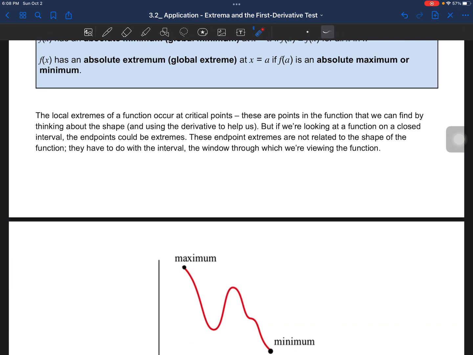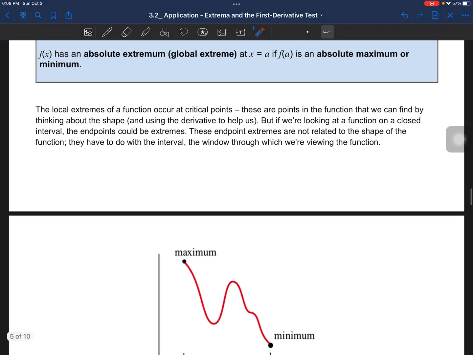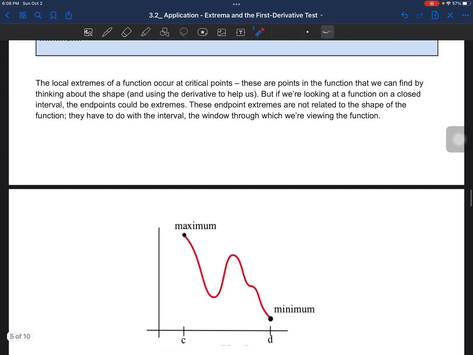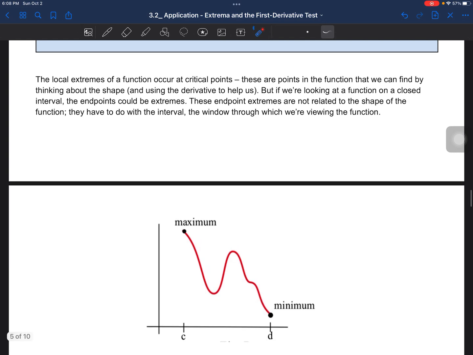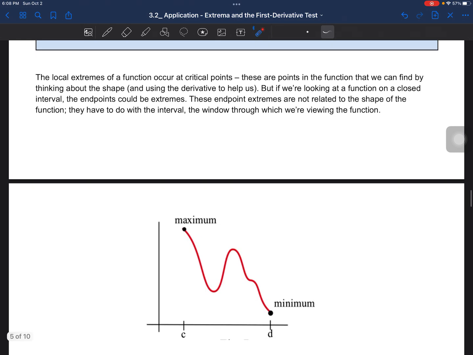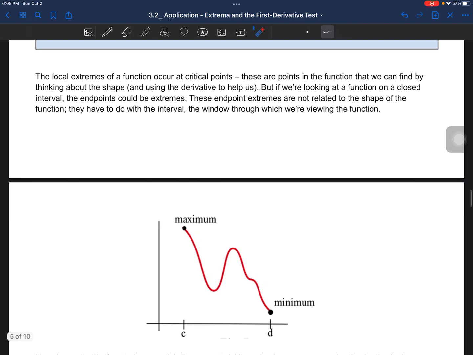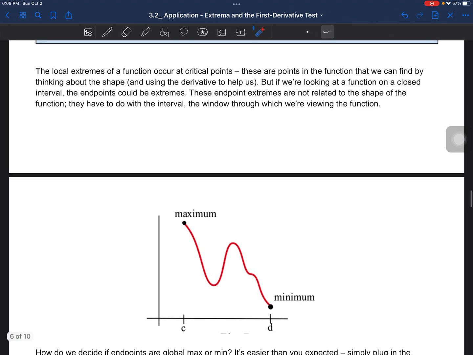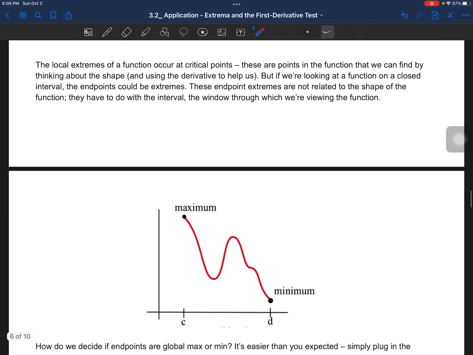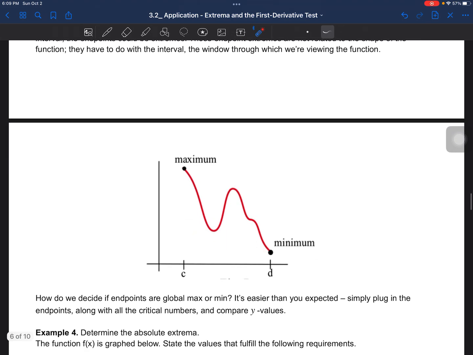The local extrema of the function, we know, occur at the critical points. These are points in the function that we can find by thinking about the shape or by using the derivative to help us. But if we're looking at the function on a closed interval, then the endpoints could be extrema as well. These endpoints are not related to the shape of the function. They actually have to do with the interval and the window through which we're viewing the function. So let me show you an example of this.